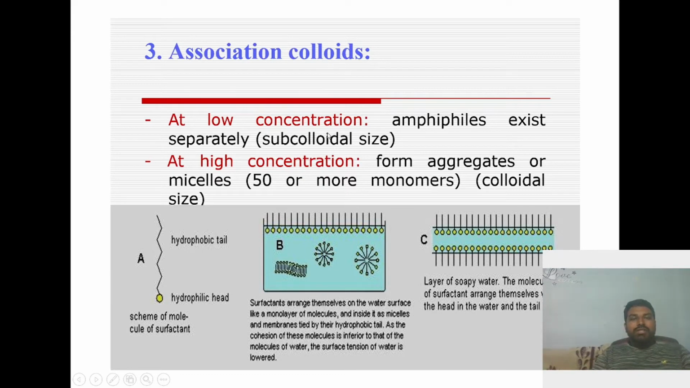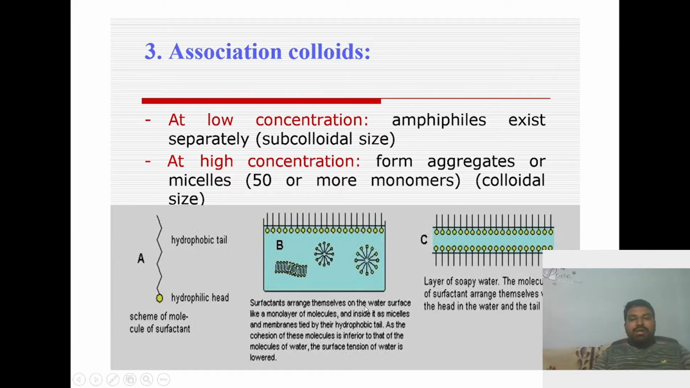Association colloids. At low temperature, amphiphiles exist separately at subcolloidal size. At high temperature, they form aggregates or micelles of 50 or more monomers, of colloidal size. This is the scheme of a molecule of surfactant: this is the hydrophilic head, and this is the hydrophobic tail.